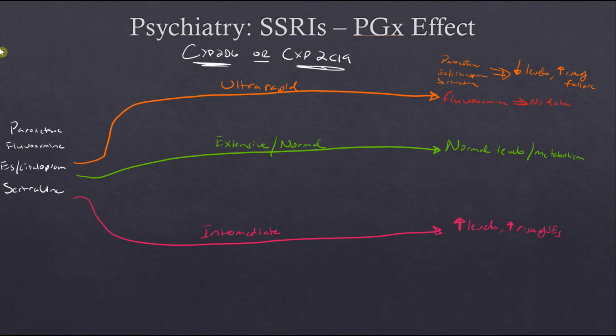Finally, let's take a look at poor metabolizers. And poor metabolizers are one step further of intermediate, where you have very increased levels and a much higher risk of side effects as compared to intermediate metabolizers or normal metabolizers for that matter. So those are the pharmacogenetic effects of CYP2D6 or 2C19 depending on the SSRI that we're talking about, which you can glean from the previous slide. And you can see there are the pharmacogenetic effects based on the data for these two genes.